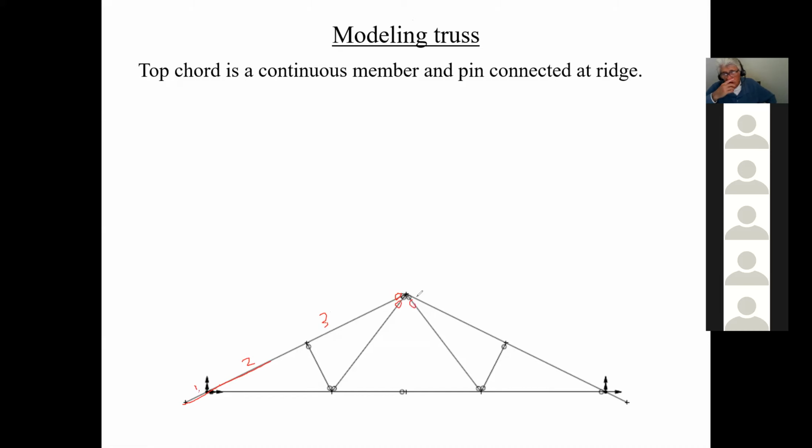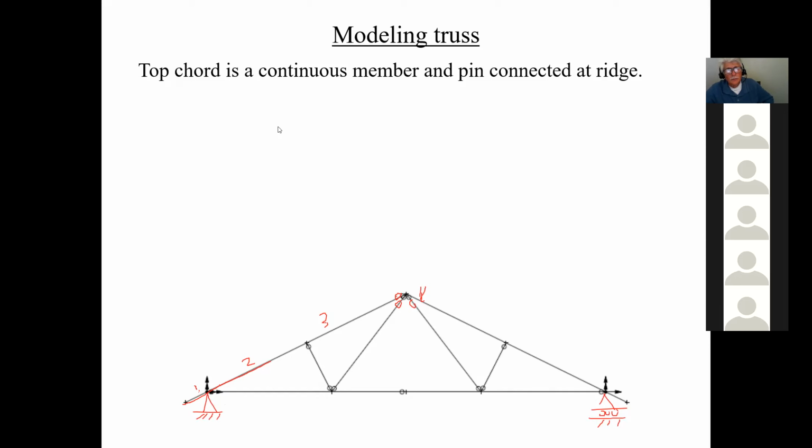I know you guys have this habit of releasing it all over. You do not have to release it there. As long as it's released there, there, and there, you don't have to release it there. So that's the top chord, okay? Now here you can put a pin support, and here you put a roller, okay? That's the most conservative way of analyzing this. So the top member is pin connected at the ridge.